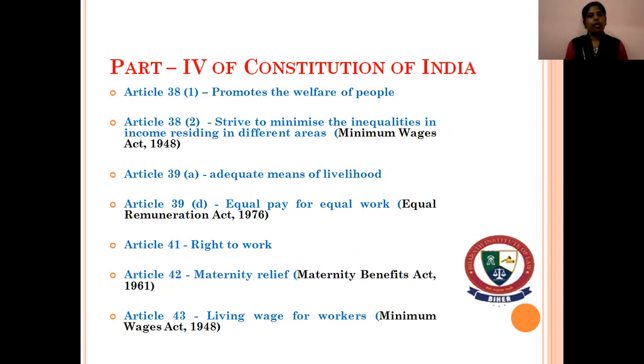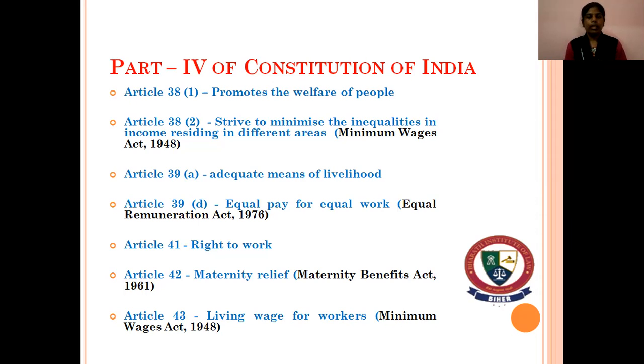And Part 4 of the Constitution of India is under the directive principles of state policy. It also gives certain articles which are very helpful for enacting labor laws. So I've mentioned some of them here. Article 38(1) says that to promote the welfare of the people, every person's welfare must be promoted to a greater extent.